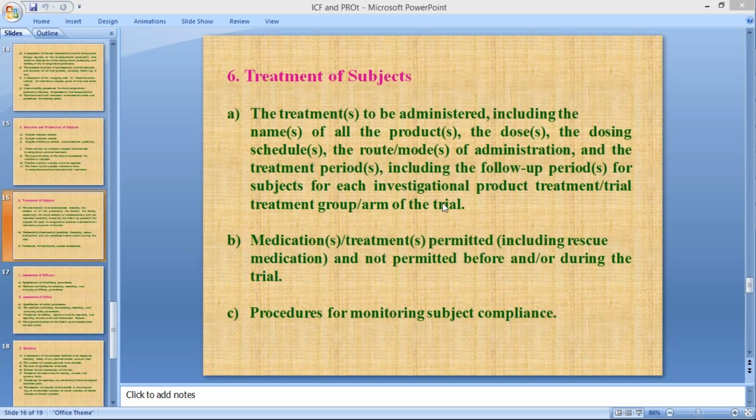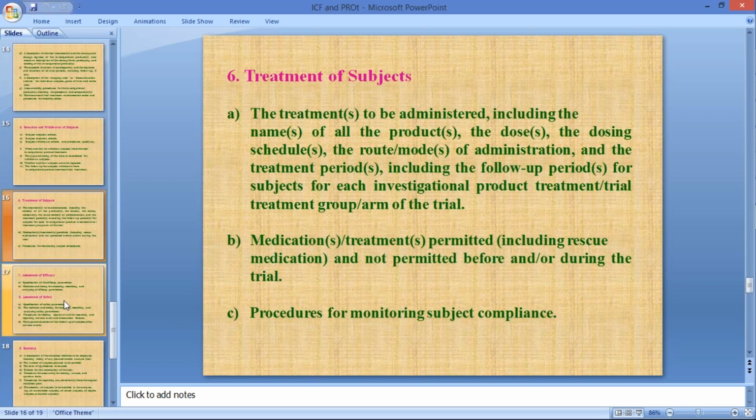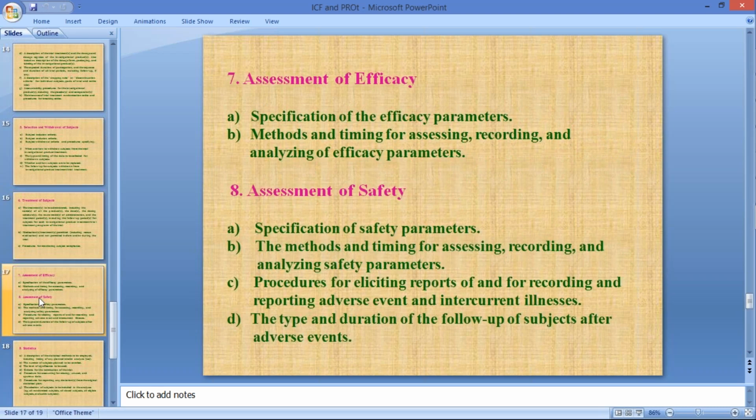Right. So these are all the treatments of the subjects. Next, we have assessment of efficacy, assessment of safety. So we'll have a list of all the efficacy parameters here, which parameters you're going to use in the analysis of the safety, analysis of the efficacy. Both lists will be there. After adverse effect, each and every patient will be followed up to know the outcome of the adverse effect. So what type of follow-up, duration of the follow-up after adverse effects.